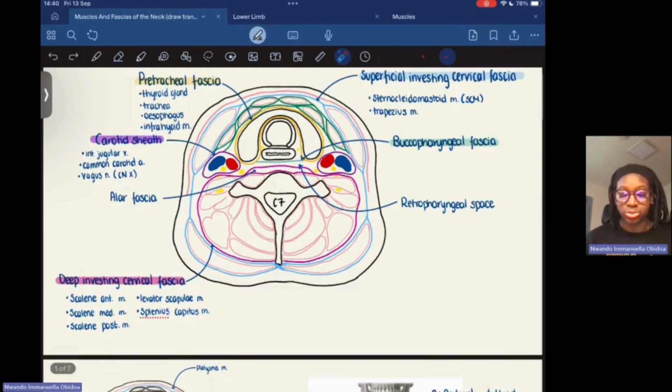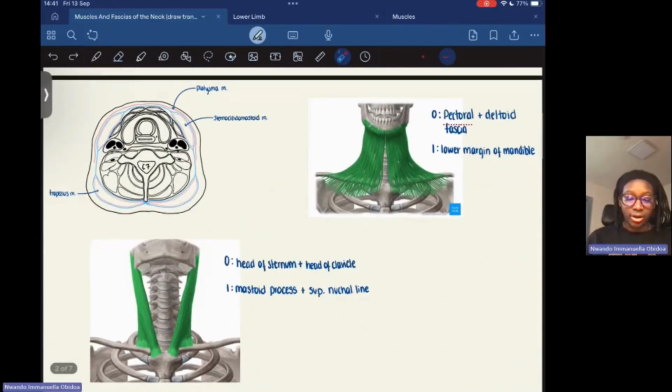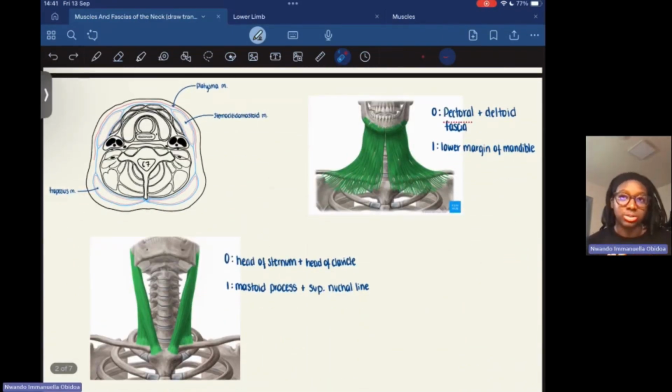So starting with the superficial investing cervical fascia, we have the sternocleidomastoid and the trapezius muscle found in these fascias. However, the trapezius muscle is considered a muscle of the back, so I will only be talking about the sternocleidomastoid and then the platysma, which sits ventral to the superficial investing cervical fascia and directly under the skin.